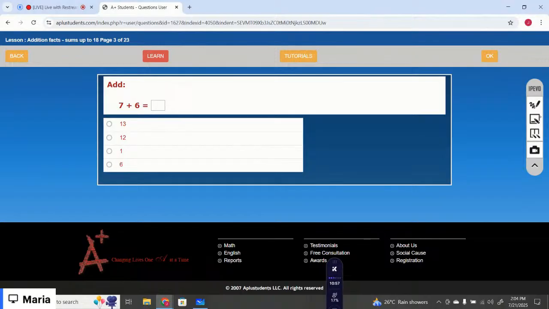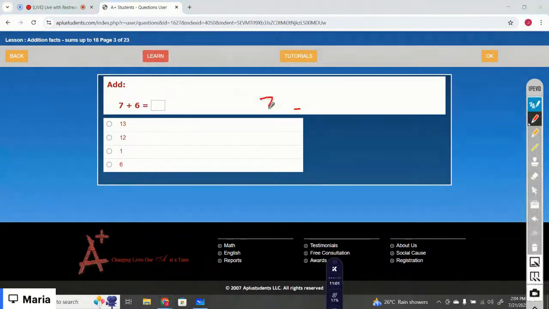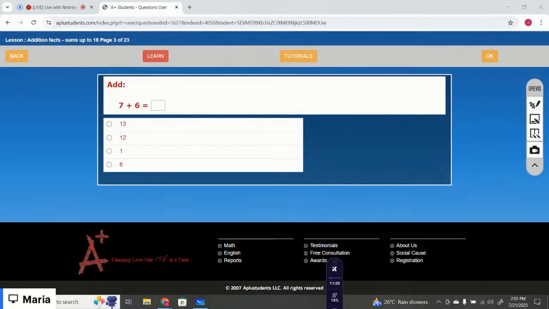Seven plus 6. Start with 7 and count up to 6. 7, 8, 9, 10, 11, 12, and 13. Starting with 7, 1, 2, 3, 4, 5, 6. So 7 plus 6 makes 13. The correct option is 13. Option number 1 is the correct option. Got it?